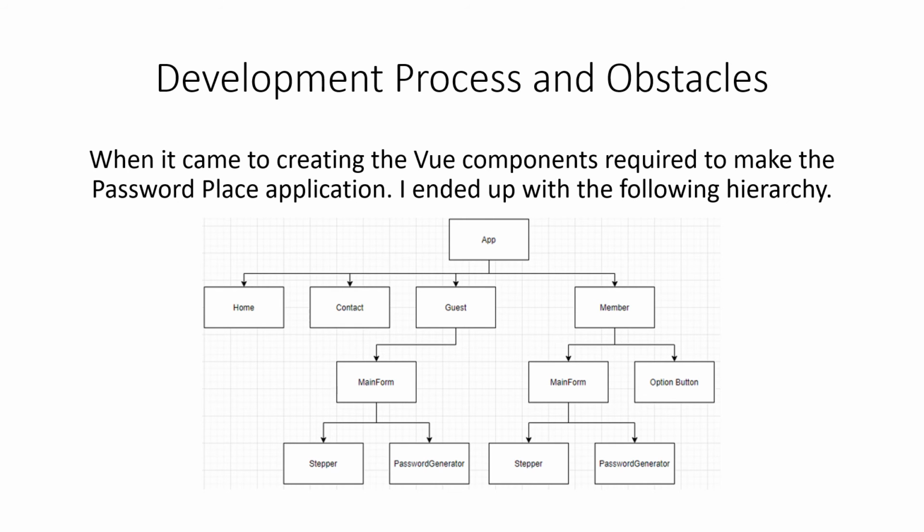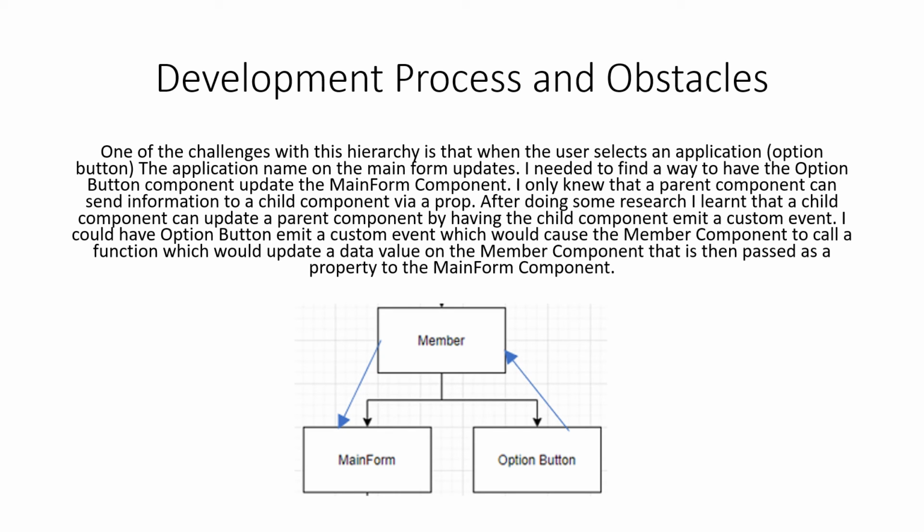When it came to creating the view components required to make the Password Place application, I ended up with the following hierarchy. One of the challenges with this hierarchy is that when the user selects an application, the application name on the main form updates. I needed to find a way to have the option button component update the main form component.